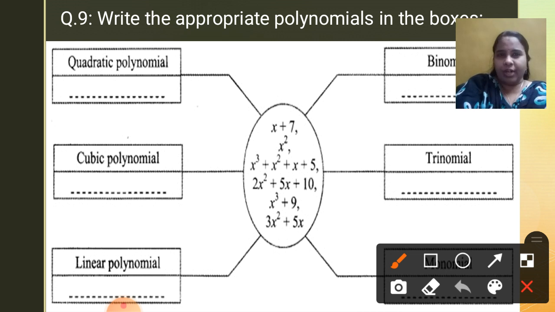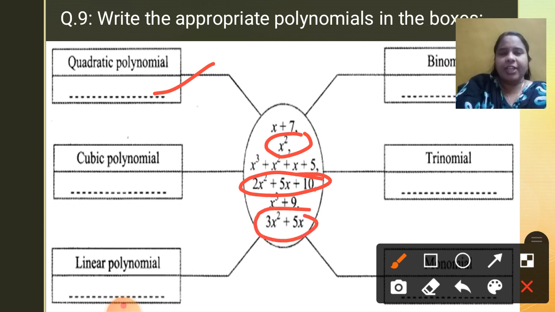We know what is quadratic polynomial, cubic and linear. Quadratic means degree 2. So out of this, for quadratic polynomial, which are the ones which you will write? X square, see degree is 2. 2x square, do not consider the number of terms. We are only concerned about the degree now. Anything else? Yes, 3x square plus 5x. These three will be considered as quadratic polynomial.